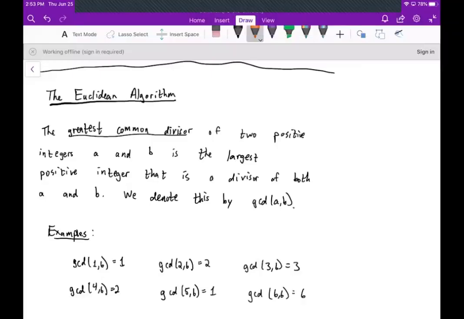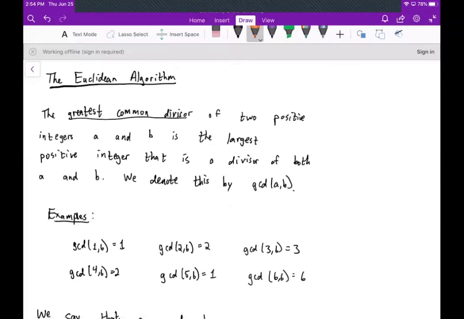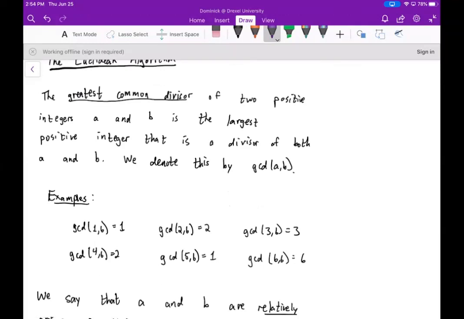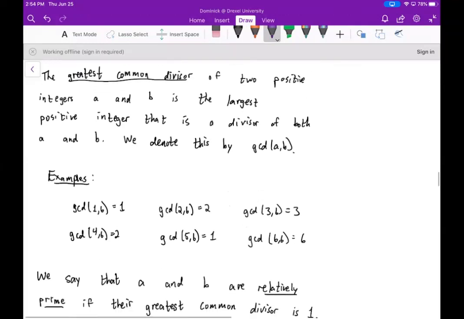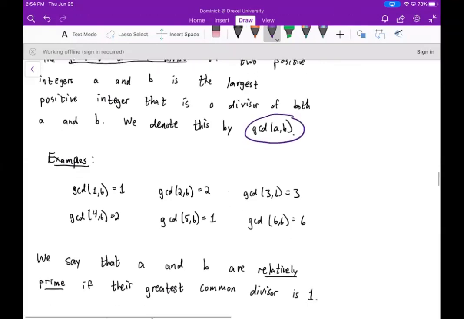Okay, guys, welcome. Today we're going to talk about the Euclidean algorithm as well as greatest common divisors. So first we're going to start with the greatest common divisor. The greatest common divisor of two positive integers a and b is the largest positive integer that is a divisor of both a and b. And we denote this by GCD(a, b).